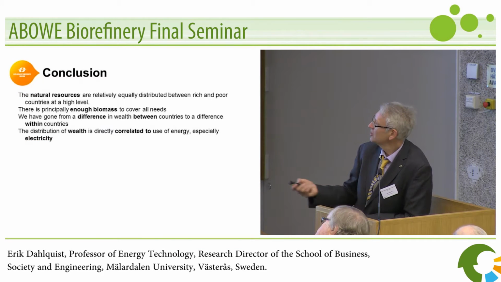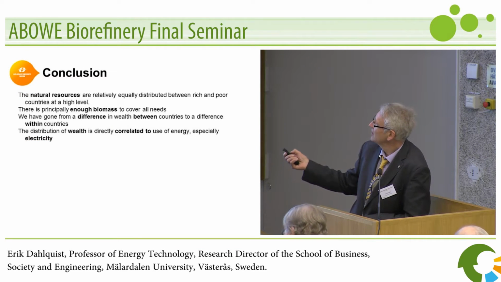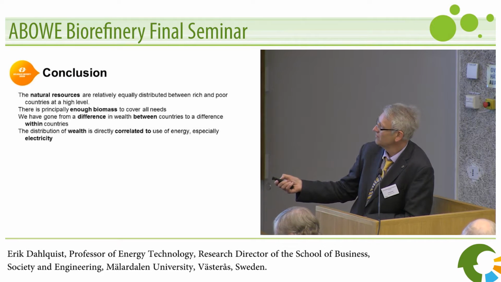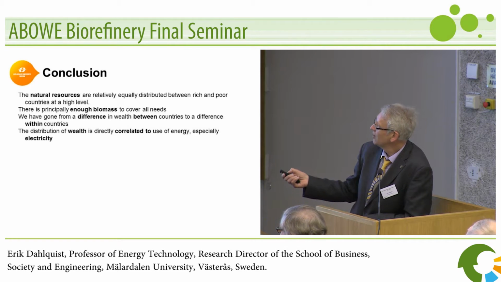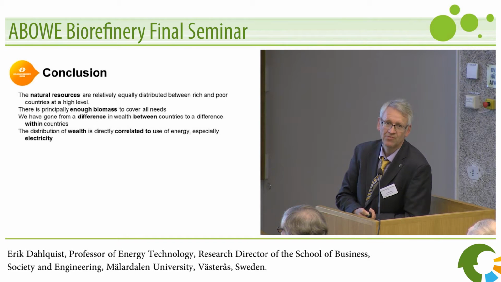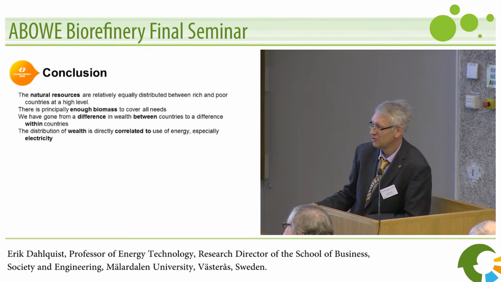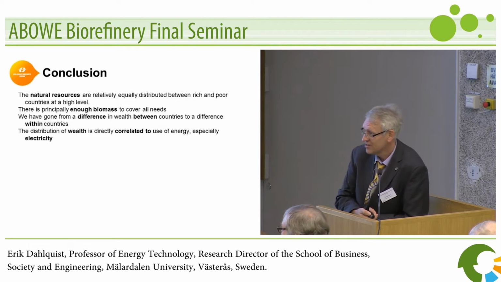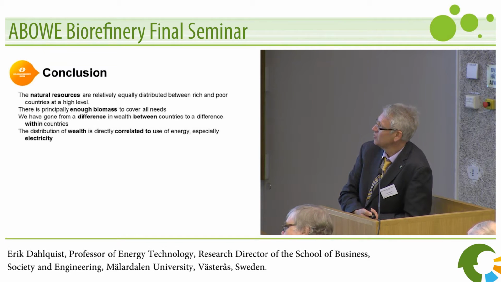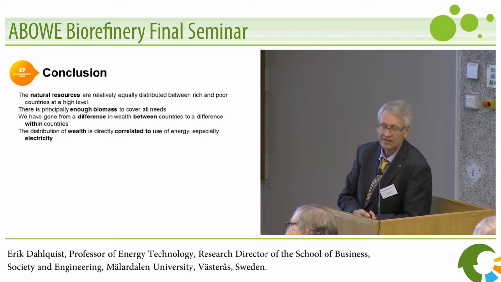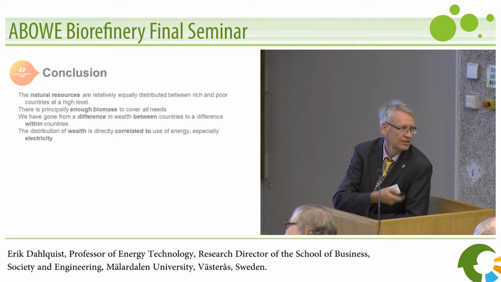Conclusion: we can see that natural resources are relatively equally distributed between the rich and poor countries at a high level, with principally enough biomass to cover all the needs we have with respect to energy and food and materials and all those types of things. Because what we are using as food is becoming manure and things like that. What we are using as waste from the crops we can use for biorefineries and things like that. And what we're using for things like books and furniture and so on, we can use as an energy source or some other source.